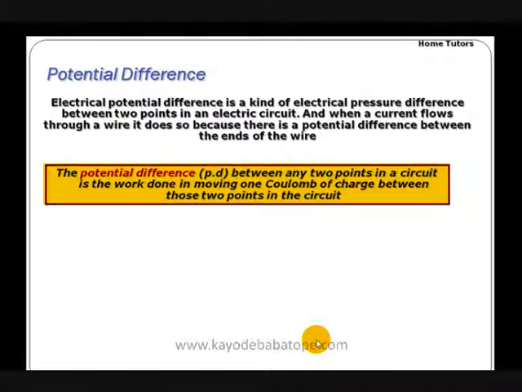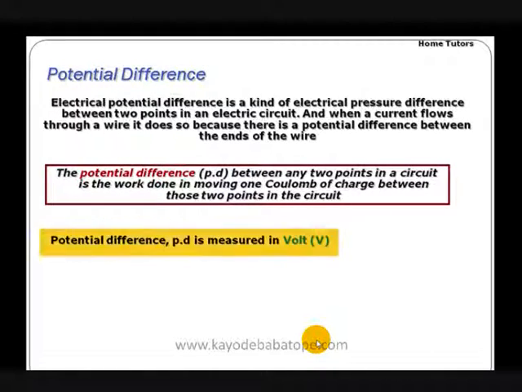Therefore, the potential difference (PD) between any 2 points in a circuit is the work done in moving 1 coulomb of charge between those 2 points in the circuit. Take note of this important definition of potential difference. It is the work done between any 2 points in a circuit in moving 1 coulomb of charge between those 2 points. The potential difference is measured in volts, symbolized with the letter V.